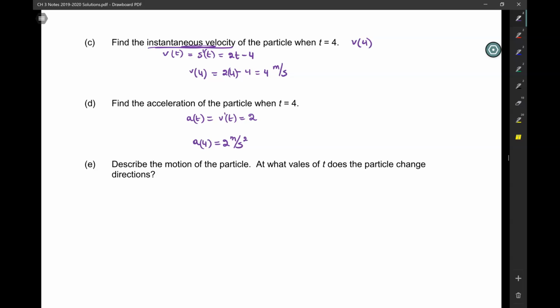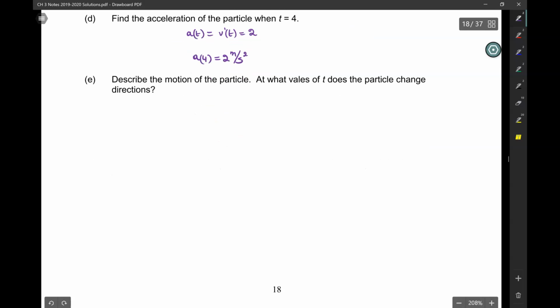Okay. Describe the motion of the particle. Okay. At what values of t does the particle change direction? Okay. So what we need to do is, for this one, when it says describe the motion of the particle, you have to look at the velocity and the domain. All right, this is where the domain really comes in.